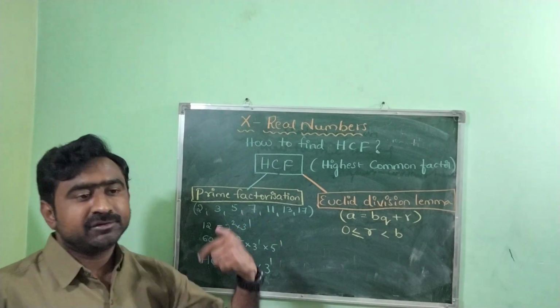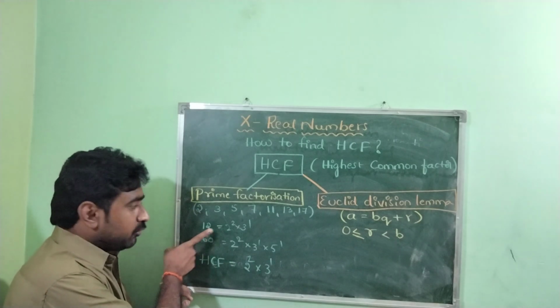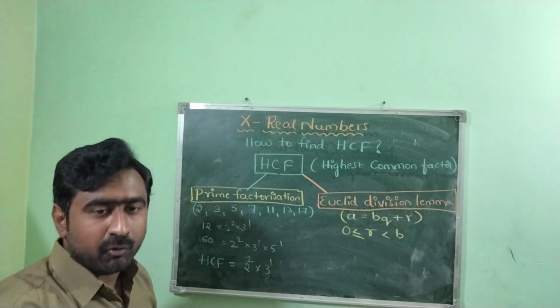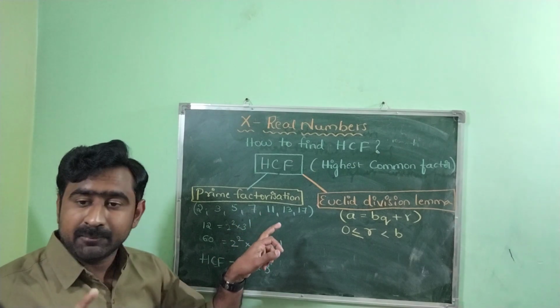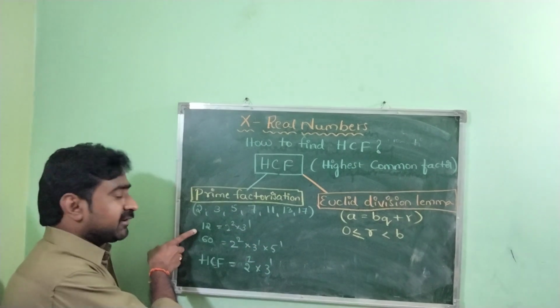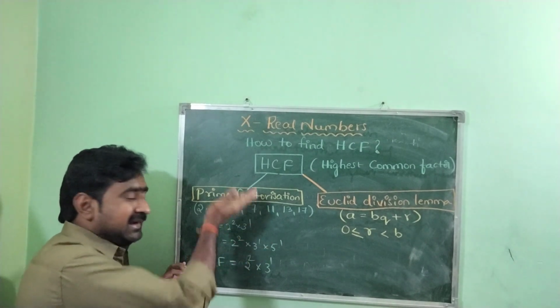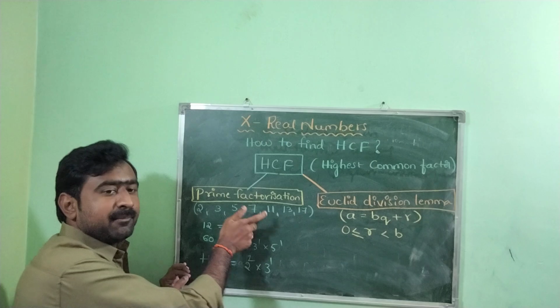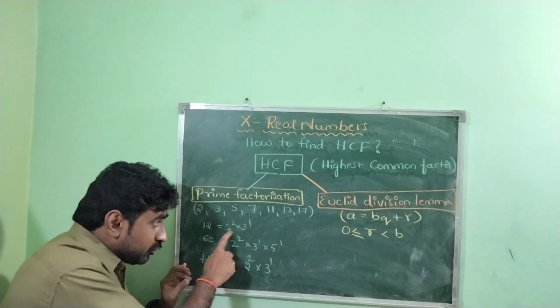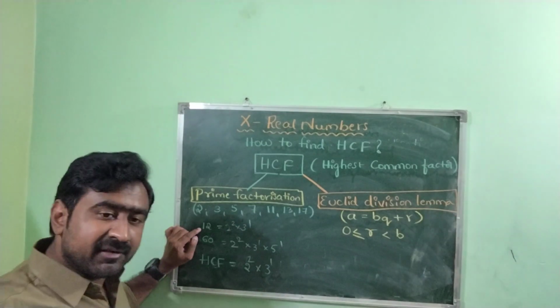Correct or not? 2 square means, if you observe on the board here, 12 is equal to 2 square, which means 4, into 3 power 1, which means 3. So 3 into 4 gives 12. So this 12 can be replaced with 2 and 3 in terms of 2 square and 3 power 1. Finally, we can say that this 2 and 3 belong to prime factors. Correct or not? But the given number is a composite number.